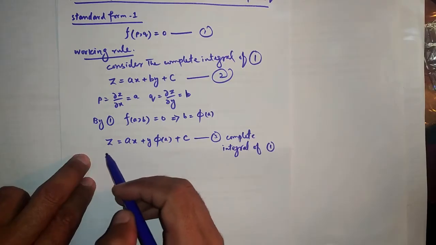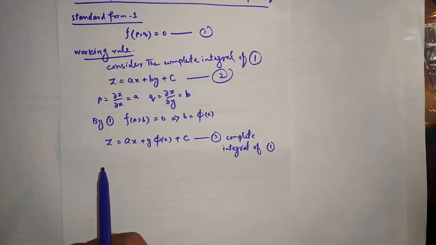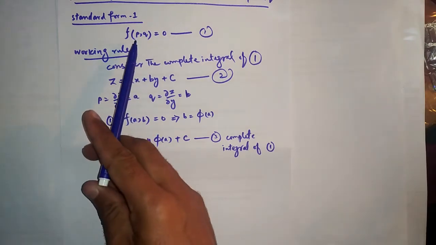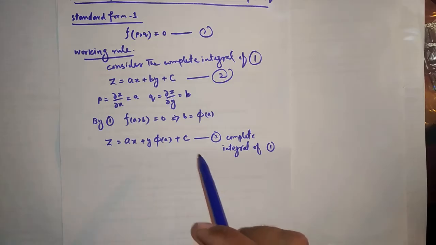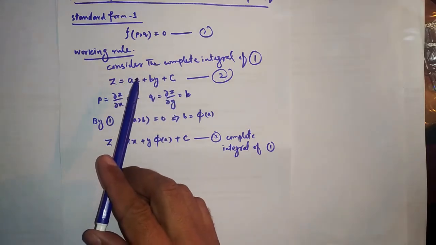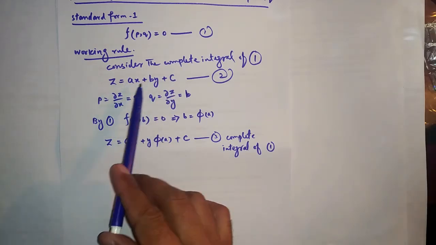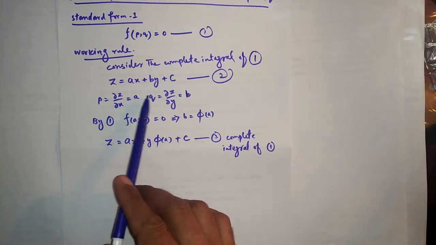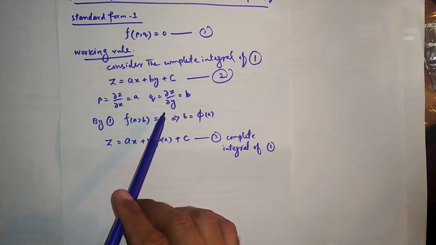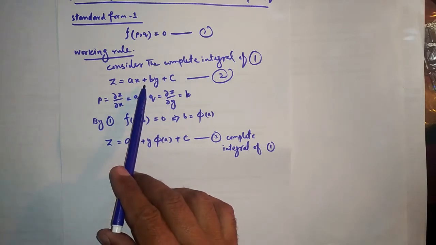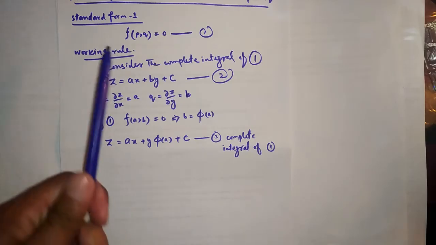Note, students, that this integral contains as many arbitrary constants as there are independent variables in the partial differential equation. So this is the method. First we will consider the complete integral of equation 1 in such a way that z equals ax plus by plus c. Then p will be equal to a and q will be equal to b. And from here we will get the value of b and we will put it in equation number 2. So by this way we can get our complete integral of standard form 1.